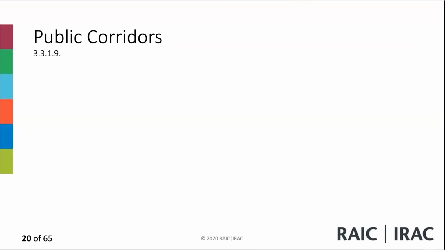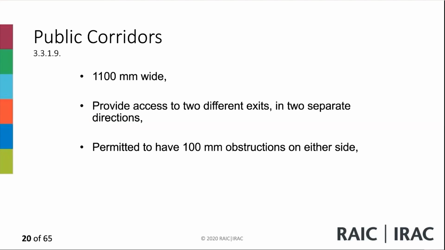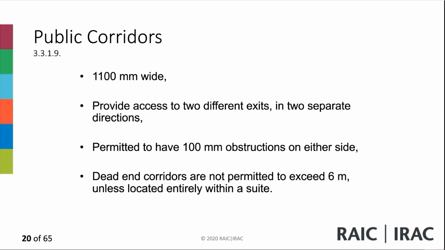For now, I'm just going to go into public corridors. You can read those sections. If you have any questions on them, let me know and we can go over them through email. As I said, we're going to cover as much as we can today, and if we have time, we can go into more detail in other sections. So public corridors are in 3.3.1.9. Can you please go to 3.3.1.9?